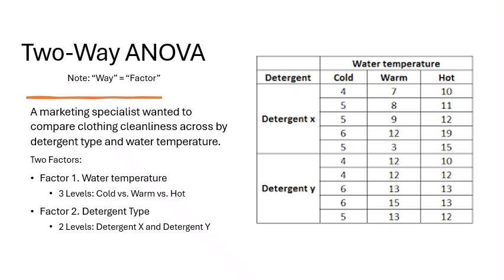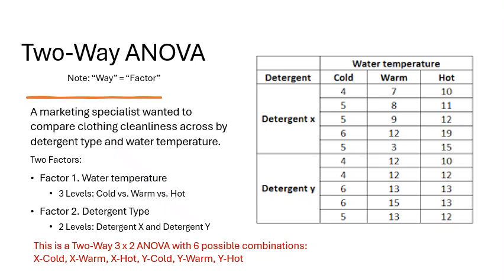Over in the grid here, we can see this is laid out with the 3x2 conditions. And in here, normally we would calculate means, but these are the raw scores. So, the first, detergent X in cold water, the cleanliness level was 4, 5, 6, 6, 5. So that's just the raw data. And so we would call this a two-way because we have 2 factors. 3x2 ANOVA, we could say 2x3. In this case, we won't worry about that just now. And we have 6 possible combinations.